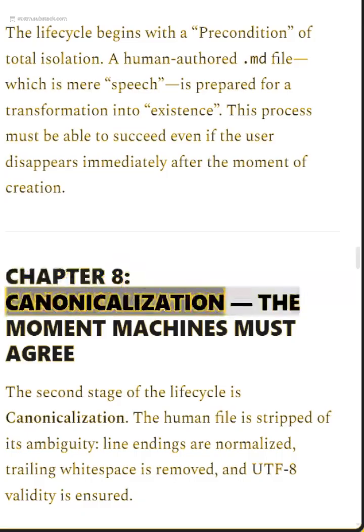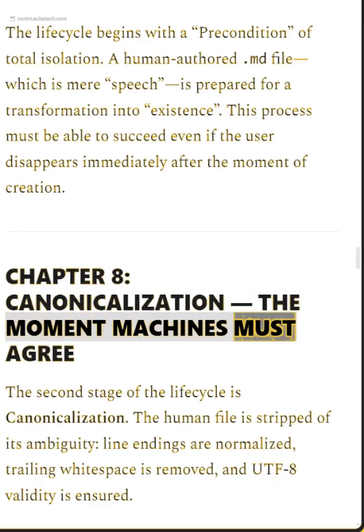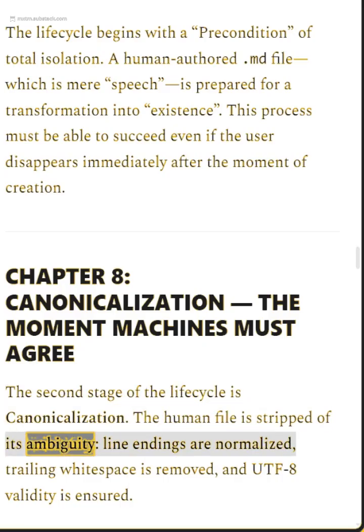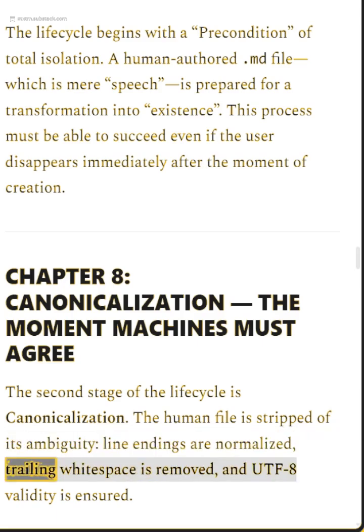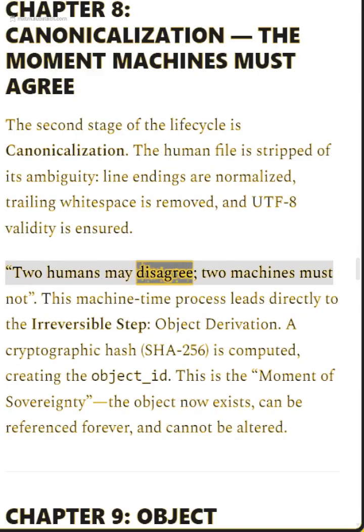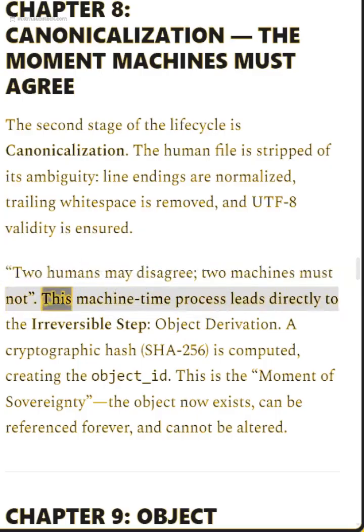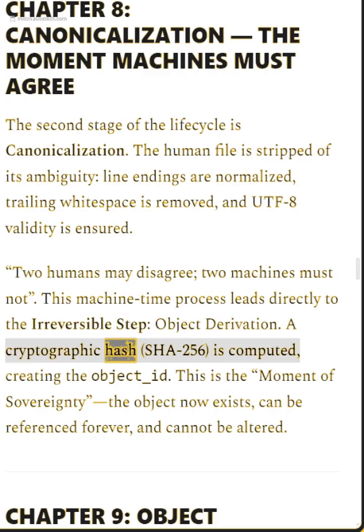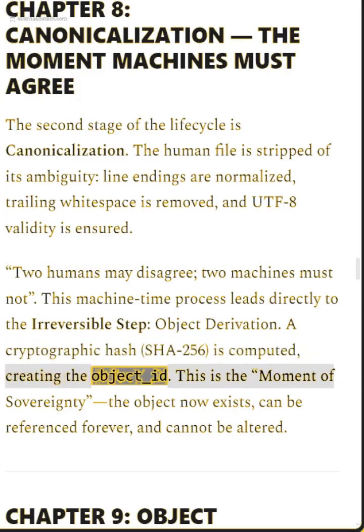Chapter 8. Canonicalization, the moment machines must agree. The second stage of the lifecycle is canonicalization. The human file is stripped of its ambiguity. Line endings are normalized, trailing whitespace is removed, and UTF-8 validity is ensured. Two humans may disagree. Two machines must not. This machine-time process leads directly to the irreversible step, object derivation. A cryptographic hash, SHA-256, is computed, creating the object_ID.